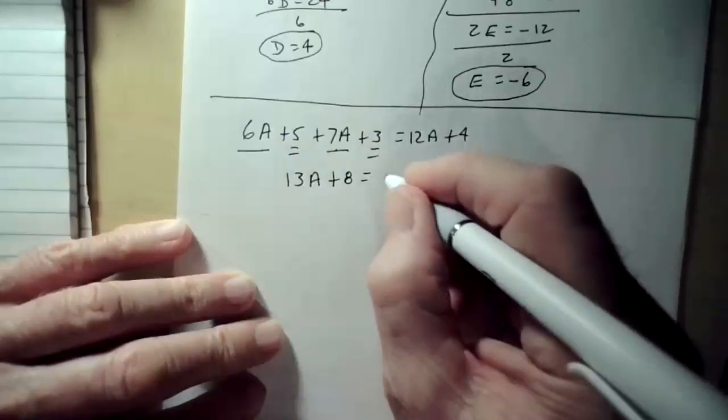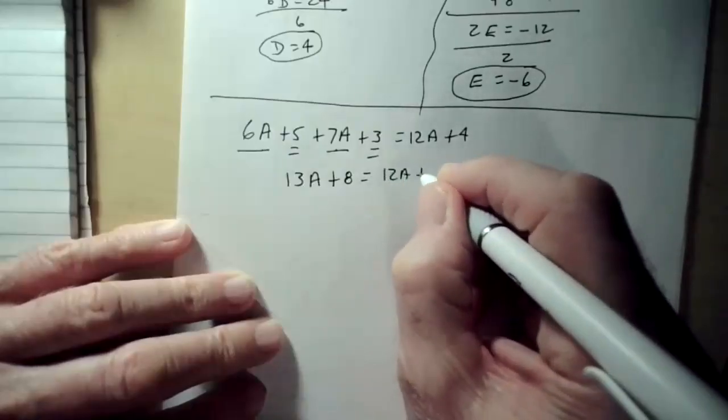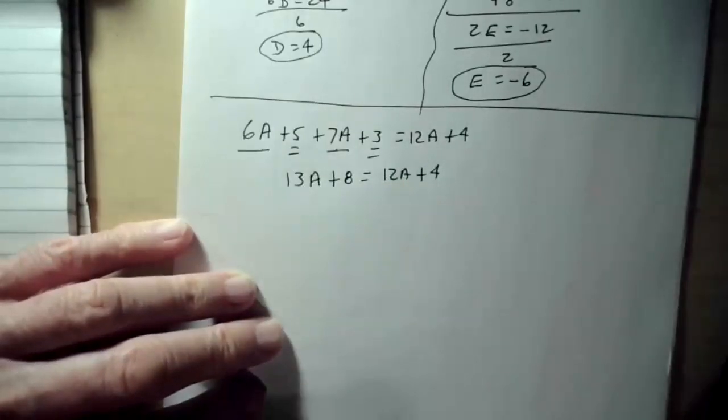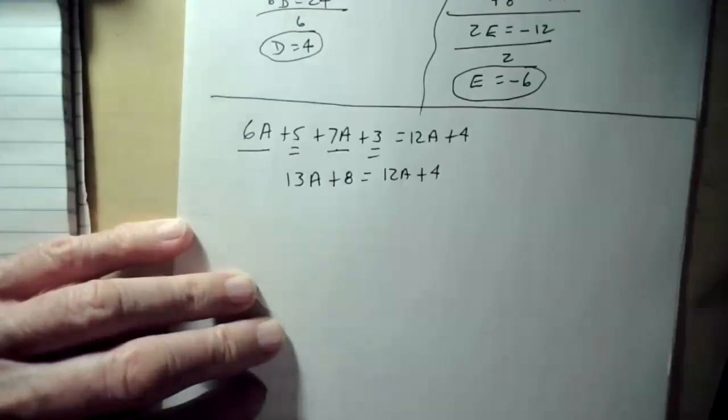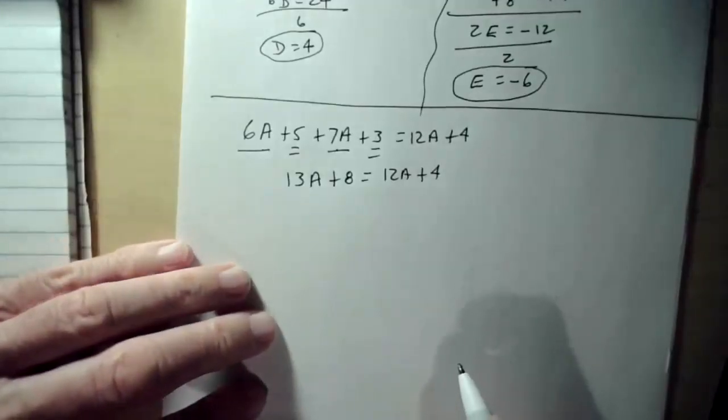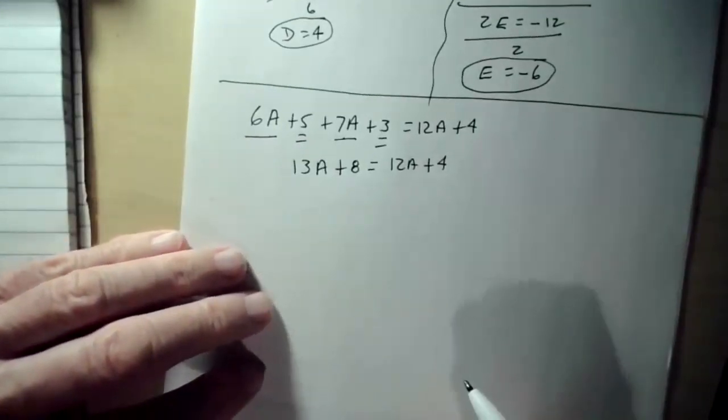Plus 8 equals 12A plus 4. Drink your Diet Coke. Mm-hmm.